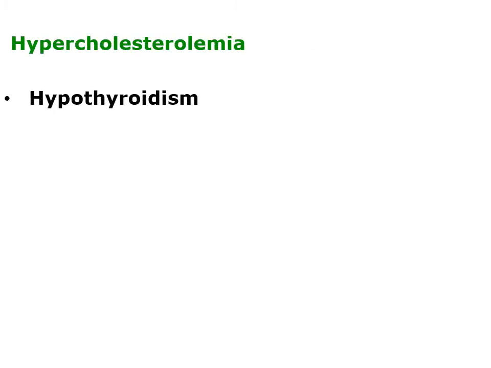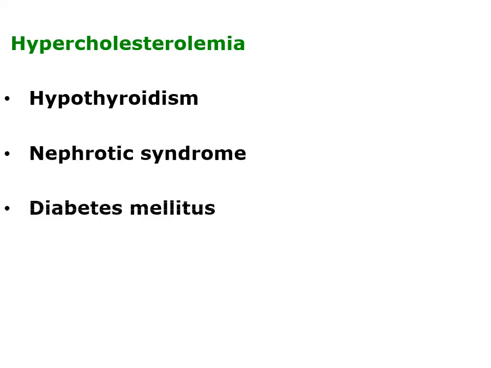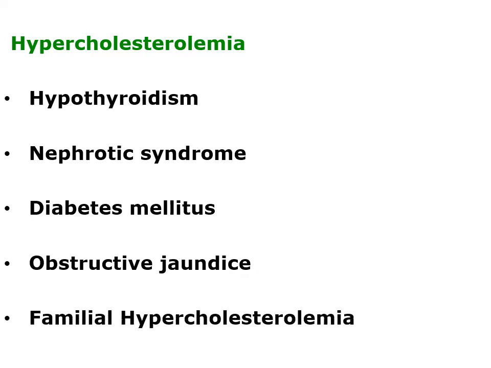What is hypercholesterolemia? When the serum cholesterol level increases to more than 200 milligrams per dl, the condition is called hypercholesterolemia. The conditions where you see hypercholesterolemia are hypothyroidism, nephrotic syndrome, diabetes mellitus, and obstructive jaundice. It could also be due to familial hypercholesterolemia.